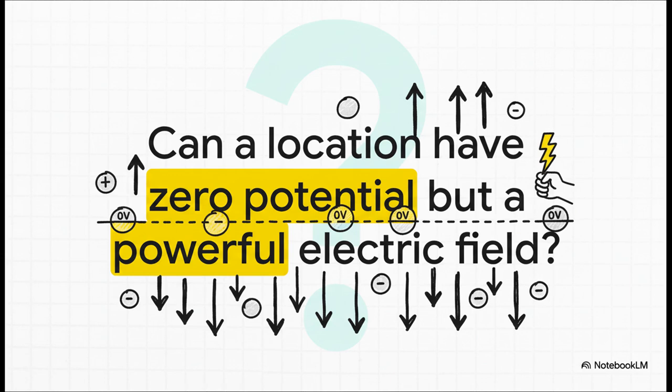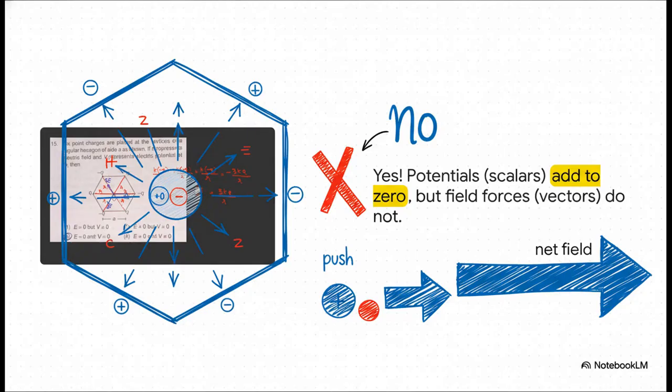Which brings us to our final and maybe most mind-bending question of the day. We've been talking about potential as the energy price tag. So is it possible to have a spot where the price is zero, but there's still a really strong force, a powerful electric field, pushing or pulling on any charge you put there? And the answer is a huge, resounding yes.